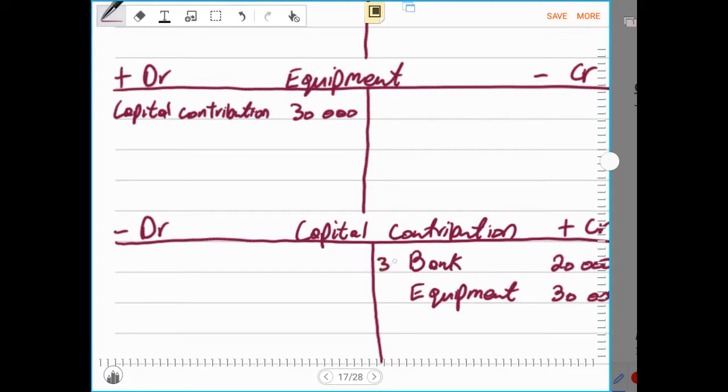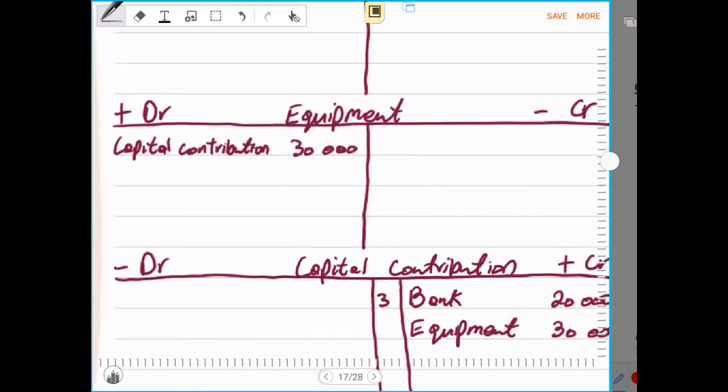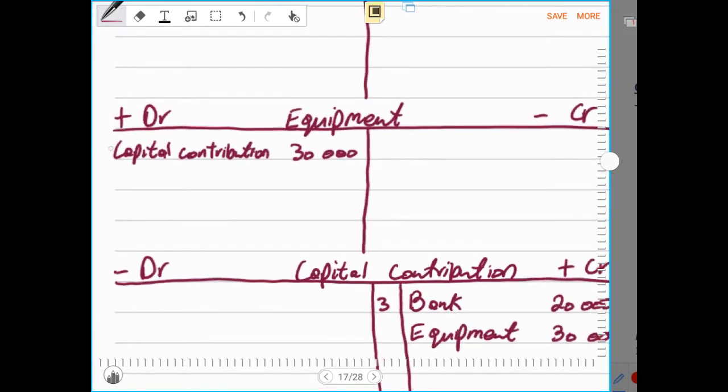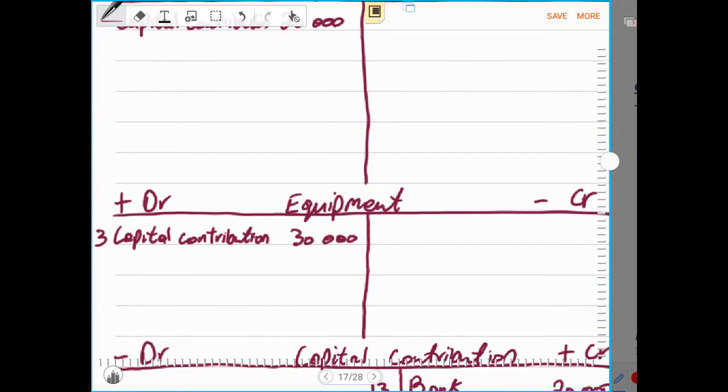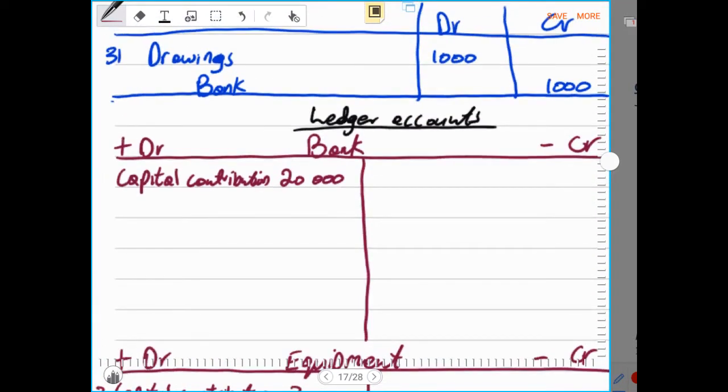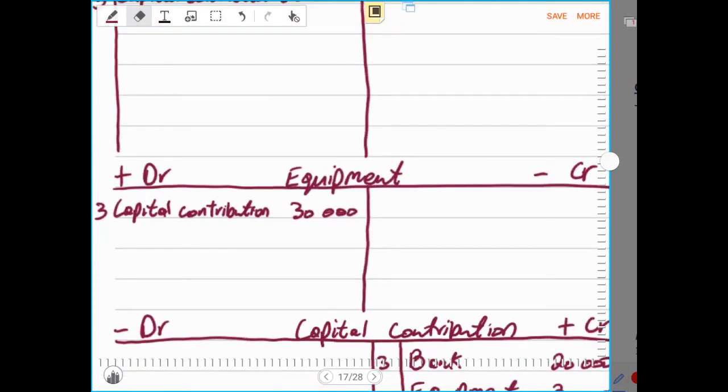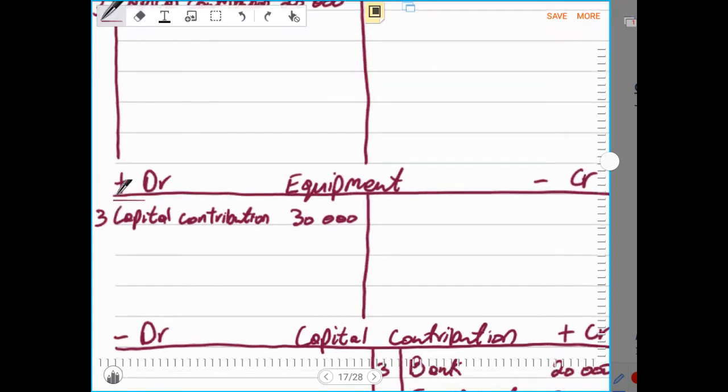So now we have recorded the capital contribution entry, and if we have to take the date into account, that was on the 3rd of January. That will be on the 3rd of January in each of these accounts.